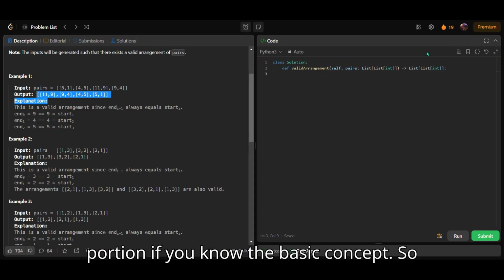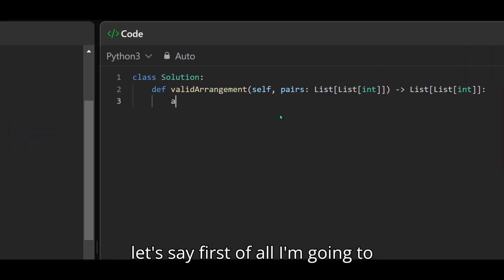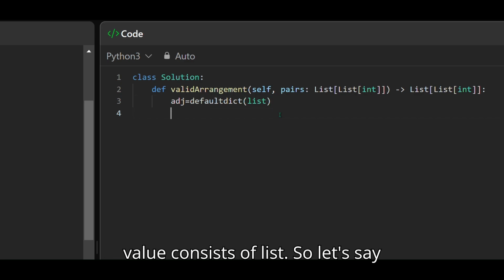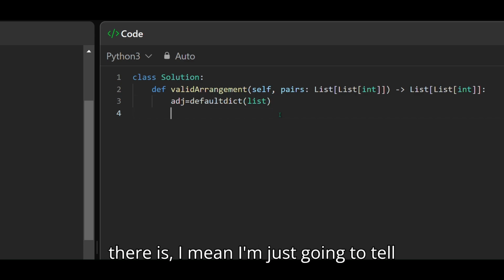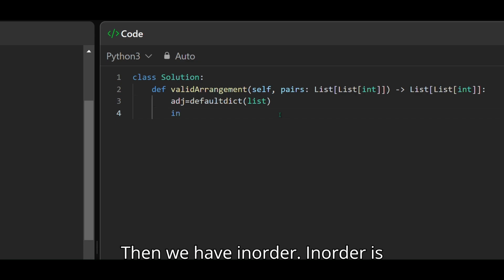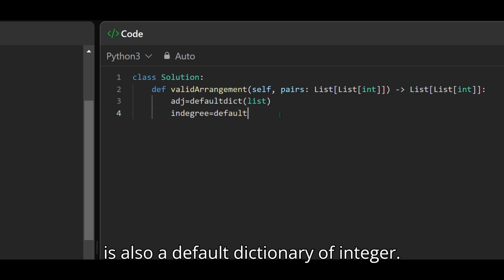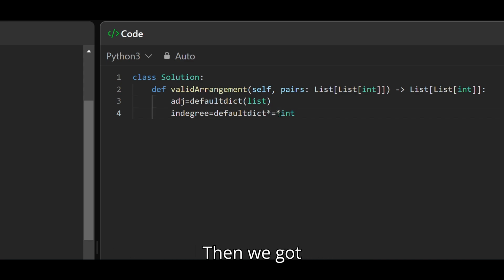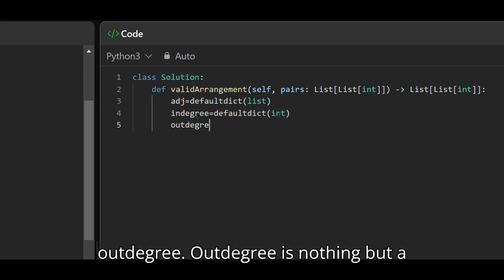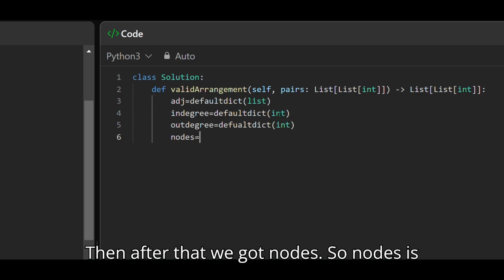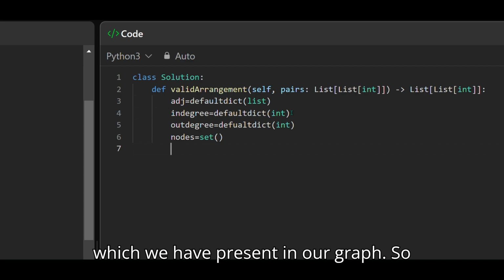It's kind of an easy question if you know the basic concept. So first of all I'm going to create an adjacency list. The adjacency list is a defaultdict of list, since we have an integer key and the value consists of a list. I'll tell you why we are using defaultdict. Then we have indegree, which is also a defaultdict of int. Then we have outdegree, which is nothing but a defaultdict of int. Then we have nodes, which is basically a collection of all the nodes present in our graph.